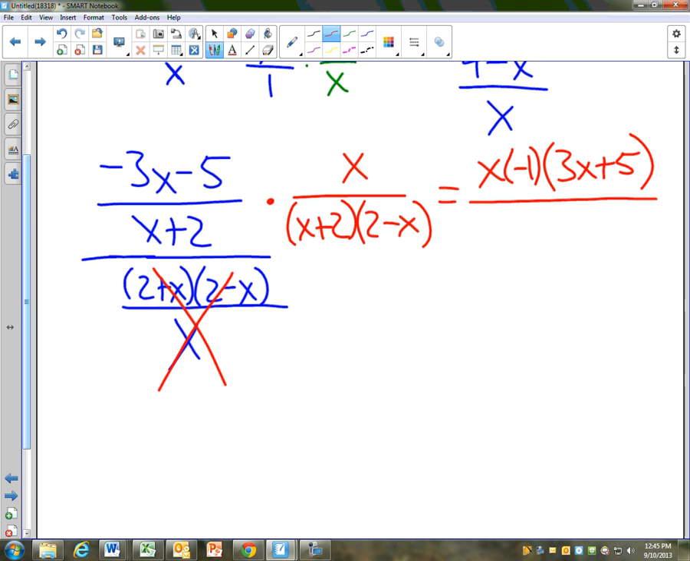Now let's look at the bottom. You have 2 of the x plus 2's, don't you? So you can write that as x plus 2 squared. And then, I don't care. It does not matter to me.